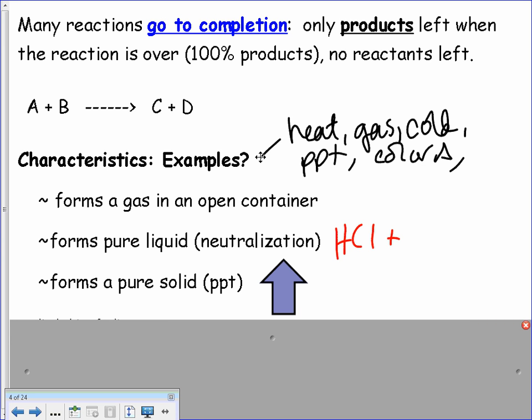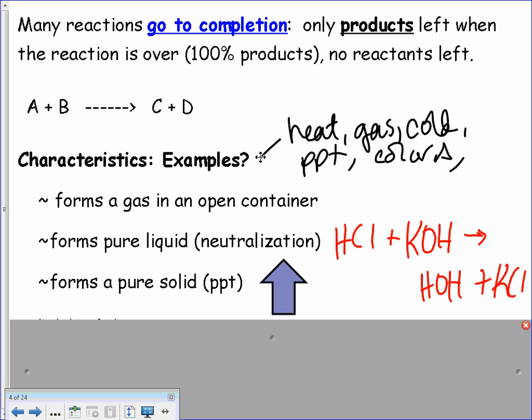Favorite base? Water? No. Water is an acid and a base. It's not going to be a good base for us here. Potassium hydroxide. Okay, so combine those for me. HOH and KCl.